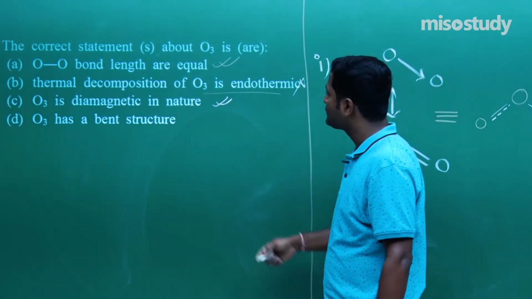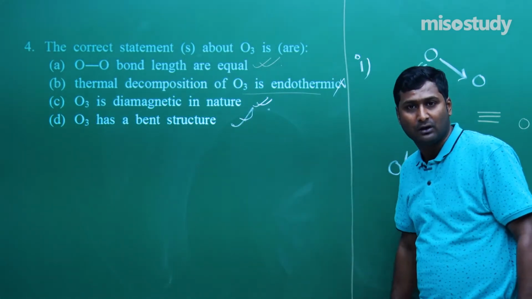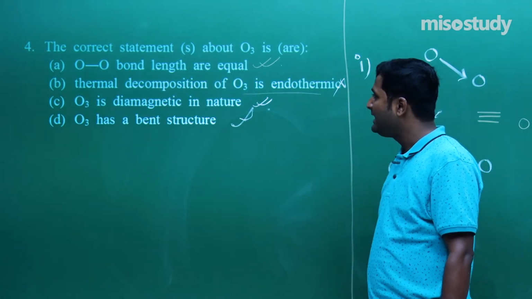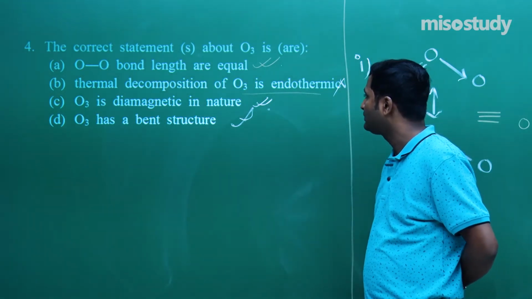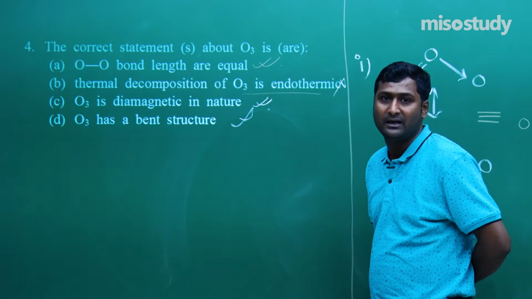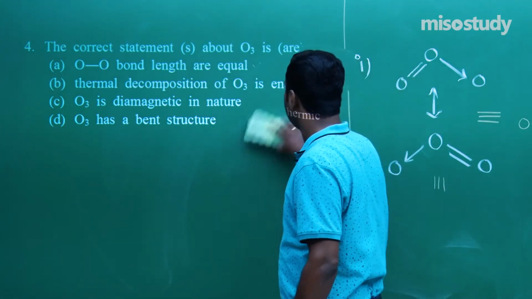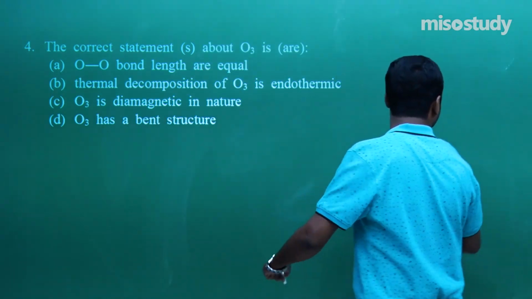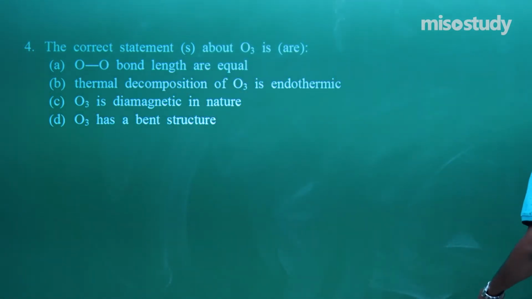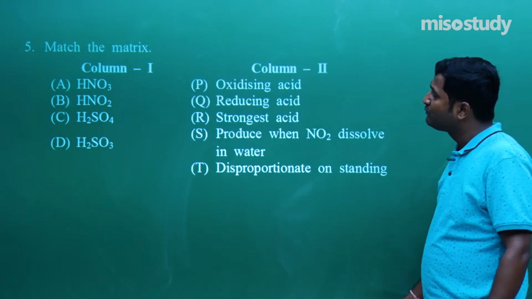So for this question, A, C and D are the correct options. But B is not correct. Not endothermic. The thermal decomposition of O3 is exothermic in nature. Clear? So friend, going to rub this part and let's move to the next question. What is the next question? Now let's move to question number 5.